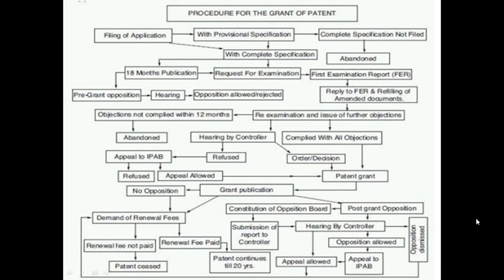Clear? If the controller refuses, it is rejected. Then there is an appeal to the IPAB, the Intellectual Property Appellate Board. It may be refused, and sometimes the appeal is allowed. Then you have to produce the documents. If the appeal is allowed, the patent is going to be granted. Then once the patent is granted, again the process has to be completed. This is the procedure for the grant of patent.